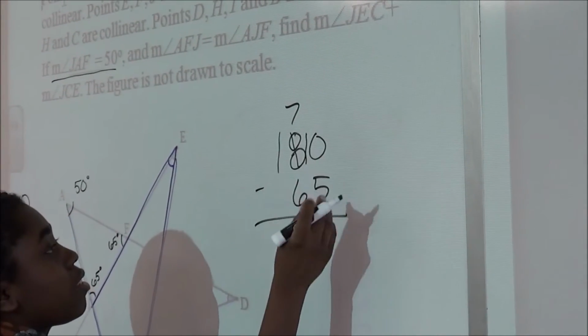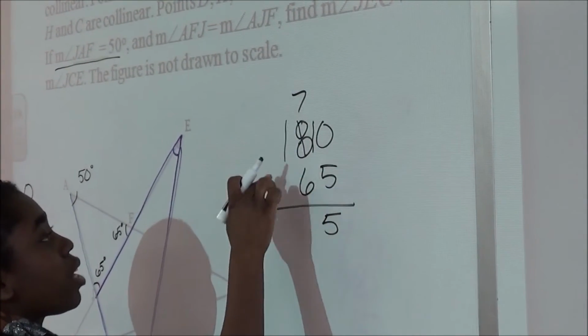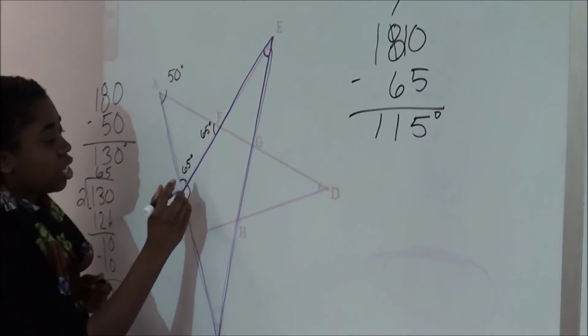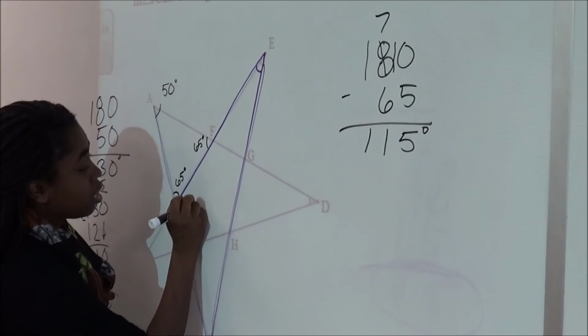7, that gives us 10. 7 minus 6 is 1. So that gives us 115 degrees. So now we know this angle is 115 degrees.